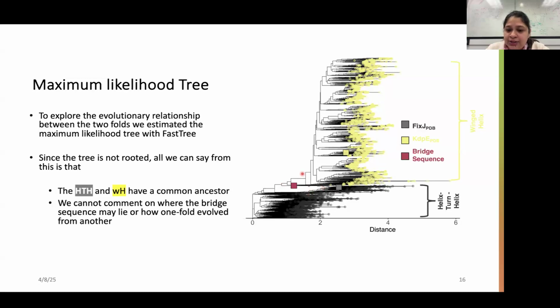Here it looks like they actually lie in between the two clades, but we are not sure because this tree is not rooted, and we cannot comment on whether the winged helix came before, or the helix-turn-helix came before. So how the path of evolution has occurred.